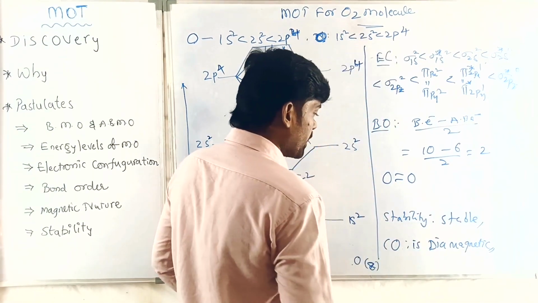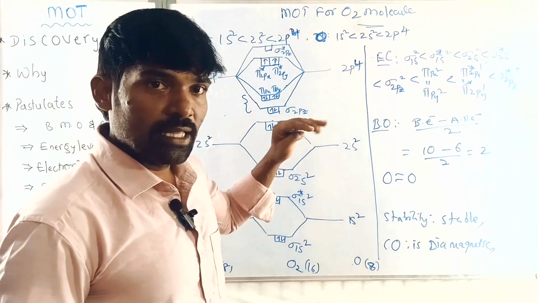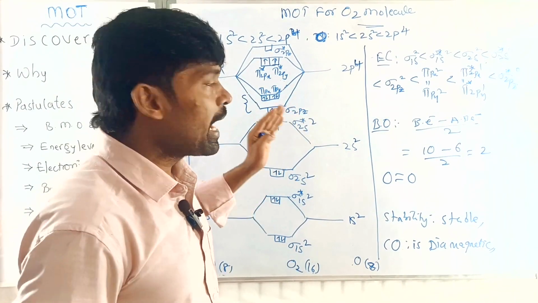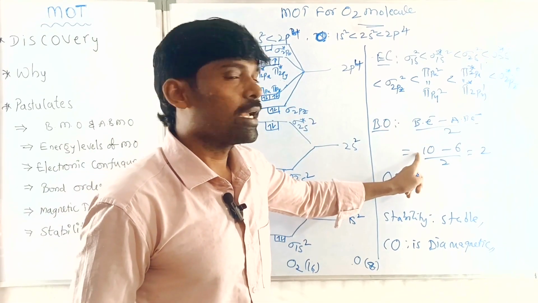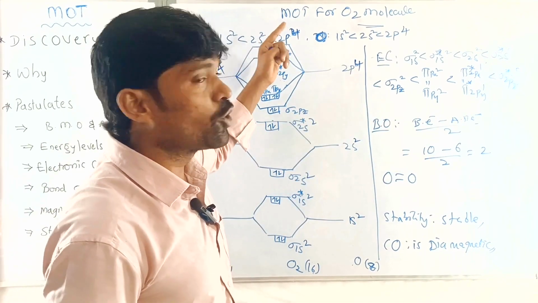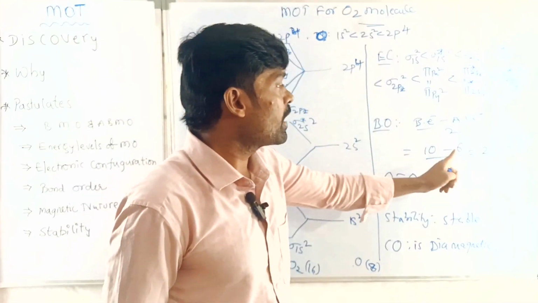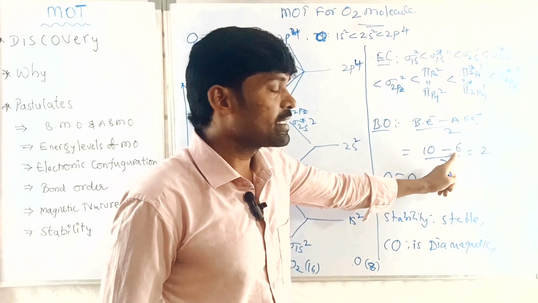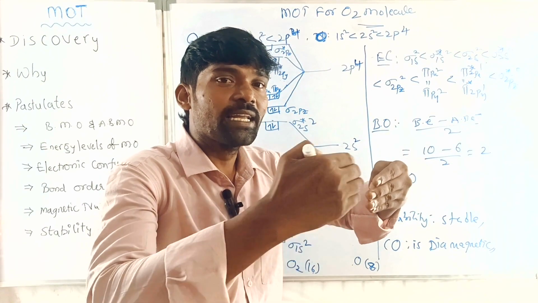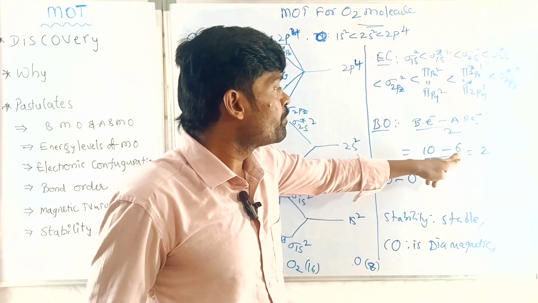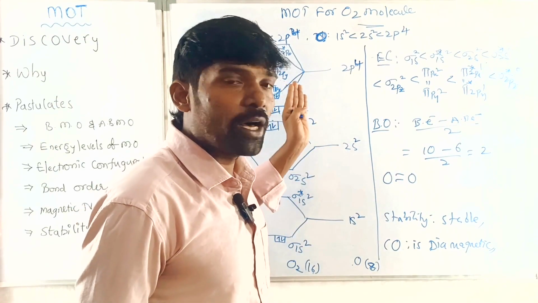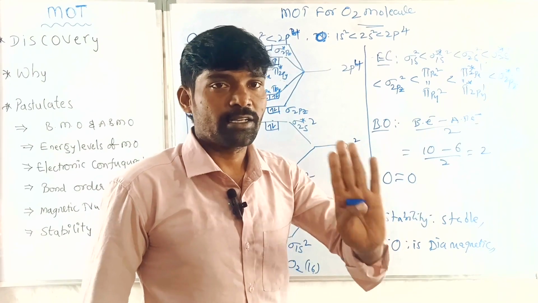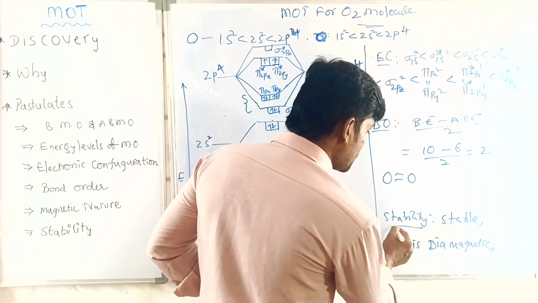Okay. Stability. This is less stable than N2 and CO molecule because antibonding electrons are more. Compared to N2 and CO, there the antibonding electrons are only 4, but here 6. If antibonding electrons increase, then automatically stability decreases. So compared to those two molecules, this is a little unstable. Fine, that is the stability.